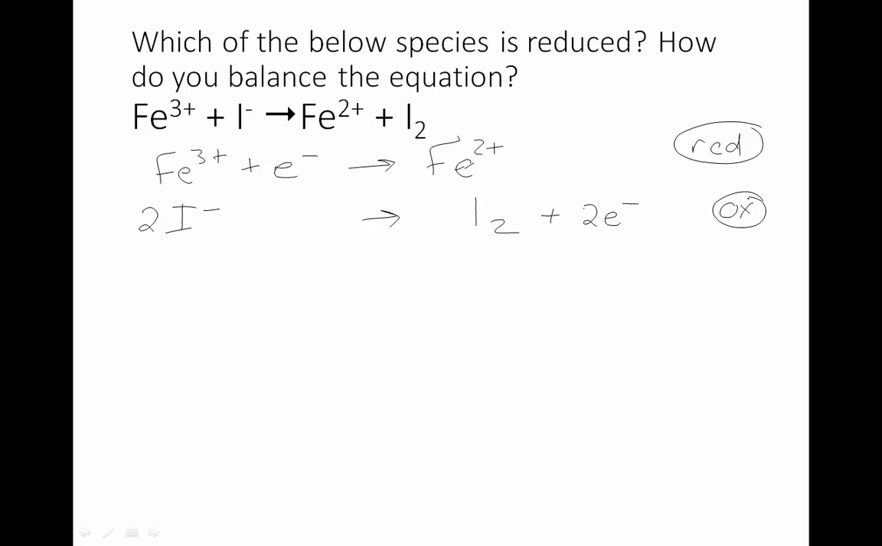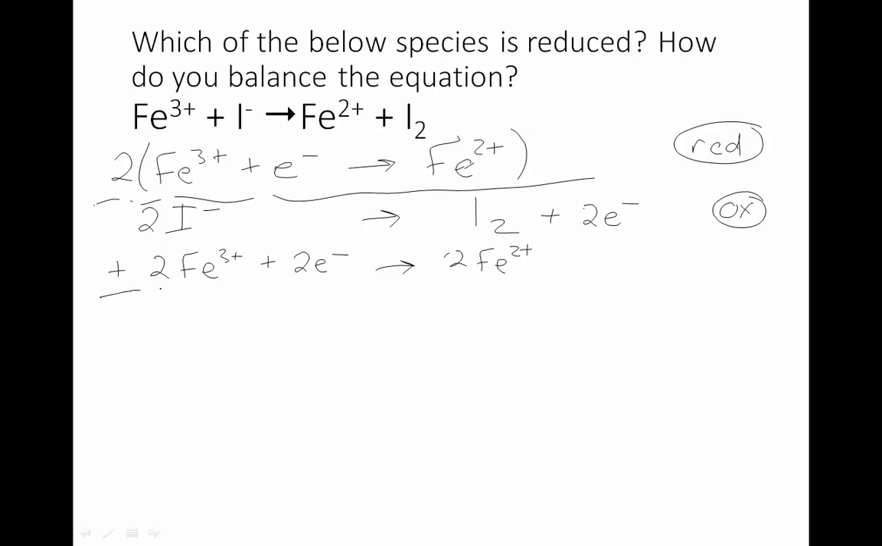We have 2 electrons transferring in the second reaction, so we need to multiply the top by 2. And sometimes you'll have to multiply both equations by a common number in order to get to the lowest common multiple, and that's okay. Alright, so let's rewrite our iron then. Fe3+ plus 2 electrons yields 2 Fe2+.